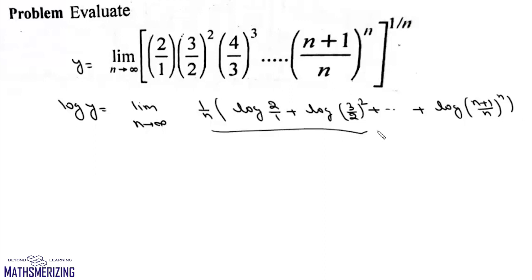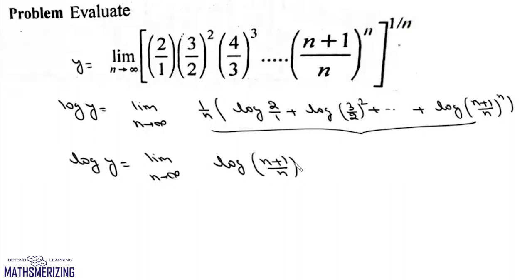Now we'll use Cauchy's first theorem. We can write log y equals this limit n tends to infinity a_n, and a_n in this case is log of n plus 1 upon n whole to the power n. Now this is log y, and it will be this log, and this is the standard limit 1 plus 1 by n to the power n when n tends to infinity, and this is nothing but e. Log e is 1. If we take anti-log, the value of y is simply e. So the value of this limit is nothing but e.